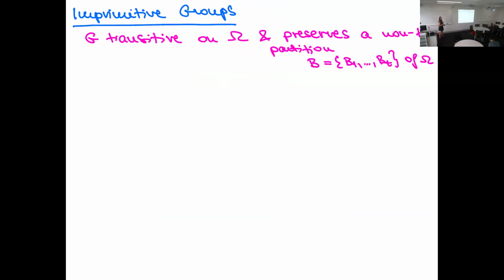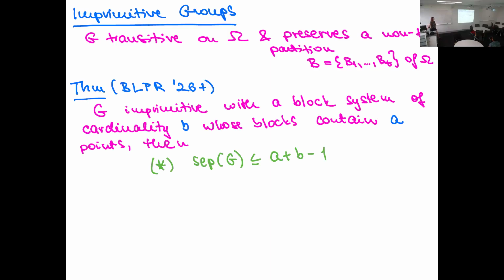So a transitive group can be either imprimitive or primitive. It is imprimitive if it preserves a non-trivial partition, and it's primitive if it doesn't. And then our result for imprimitive groups is: if G is imprimitive with a block system of cardinality B, whose blocks contain A points, then the separability number is at most A plus B minus 1.